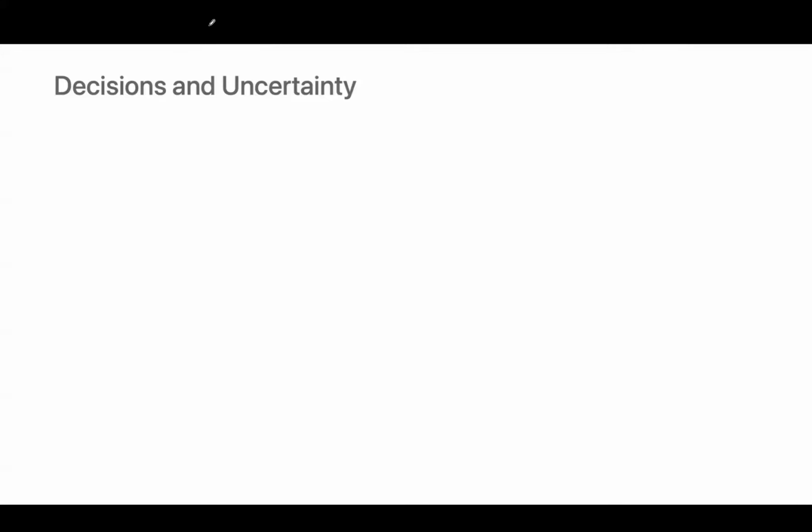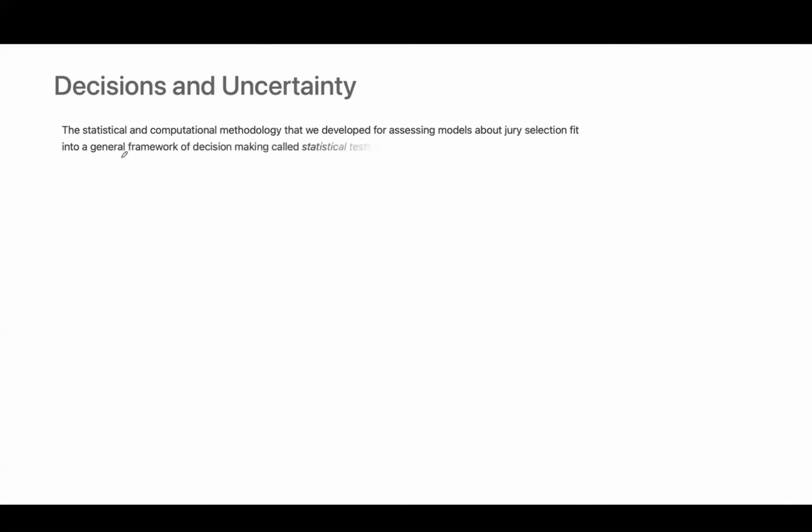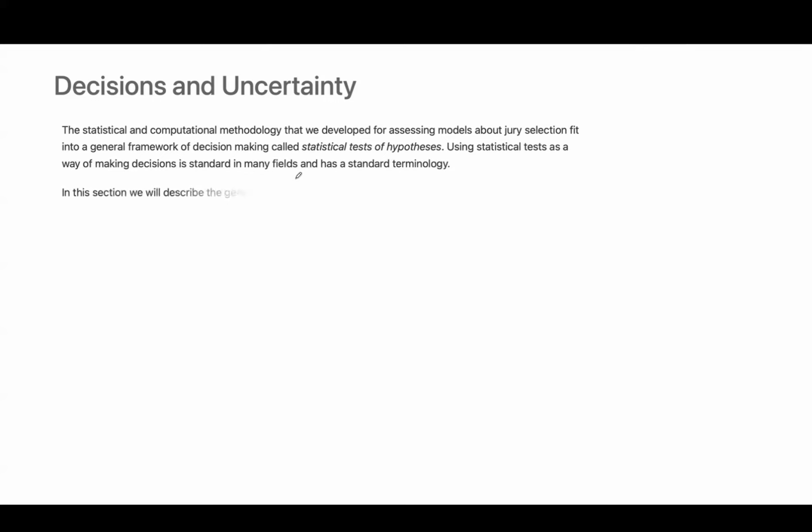Decisions, and uncertainty. The statistical and computational methodology that we develop for assessing models about jury selection fit into a general framework of decision-making that we call hypothesis testing. Using a statistical test as a way of making decisions is standard in many fields and has a standard terminology. In this section, we're going to describe the general sequence and steps used in statistical tests along with some terminology.